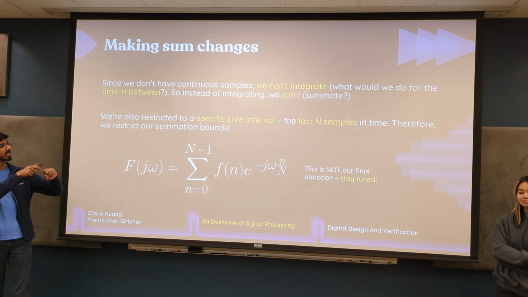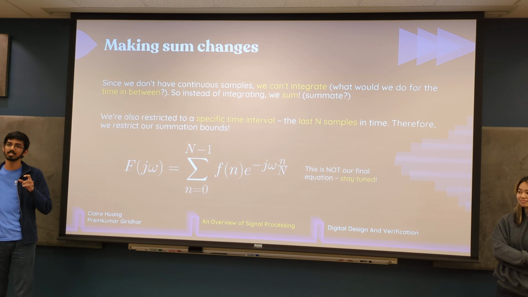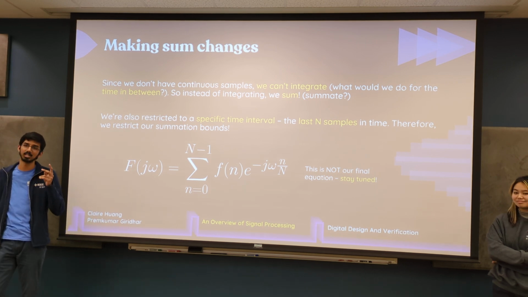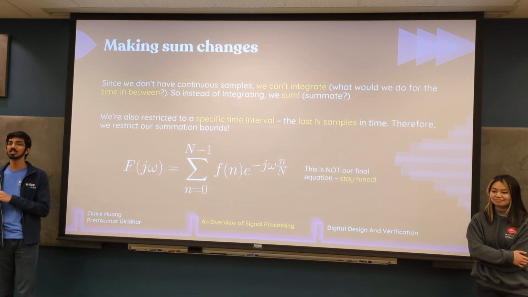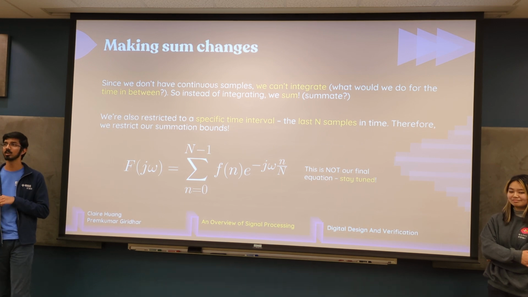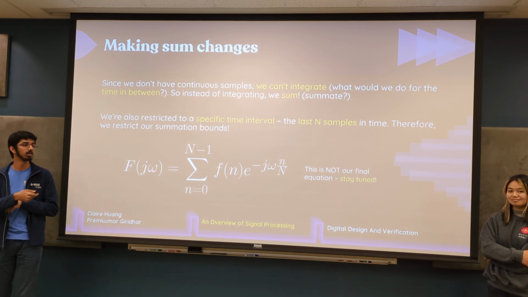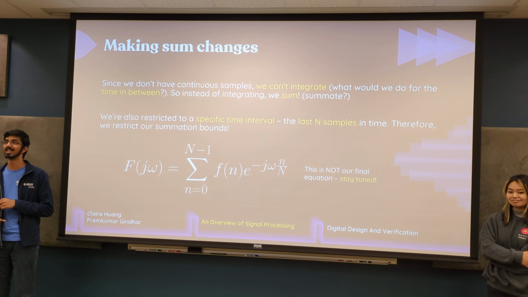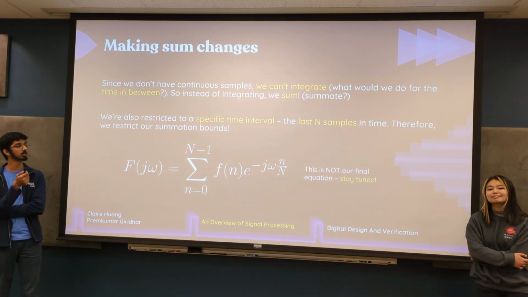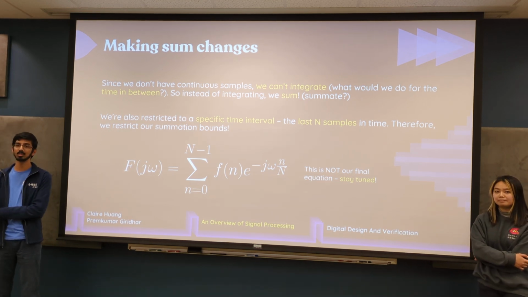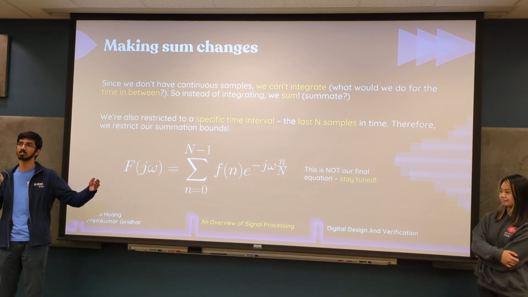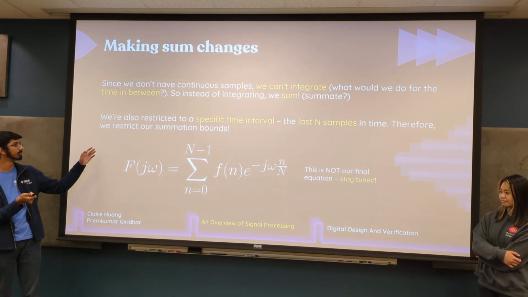Since we don't have continuous samples, we can't integrate because, for the time in between 2 samples, we can't really calculate the area under the curve. So instead of integrating, we're just going to use the discrete version of that, which is the summation. We're going to use the giant sigma instead of the giant S. And then, since we're restricted to a specific time interval, based on the number of samples that we've stored, we're also going to restrict the summation bounds.